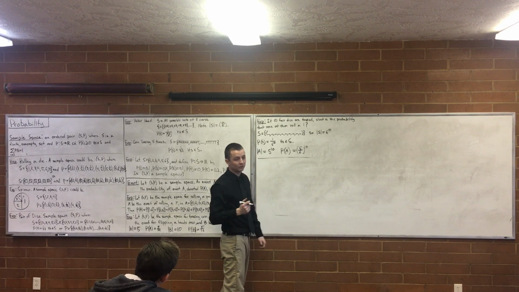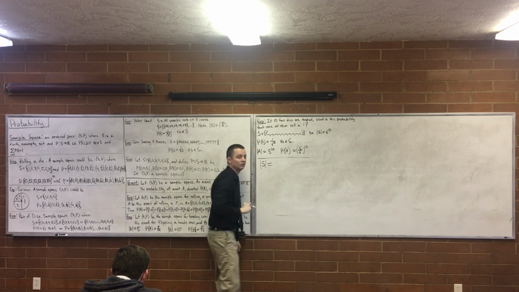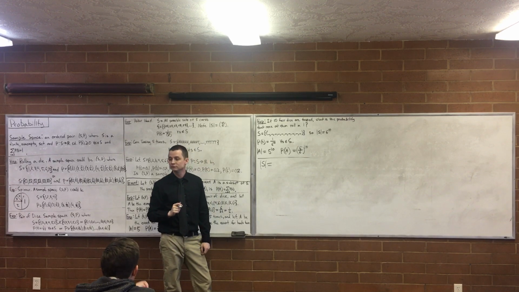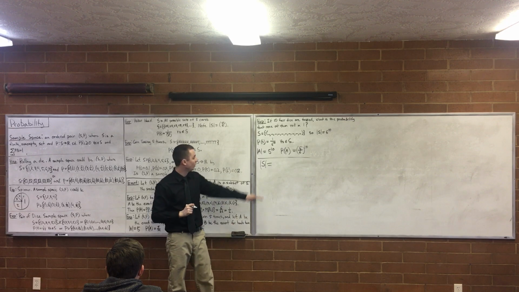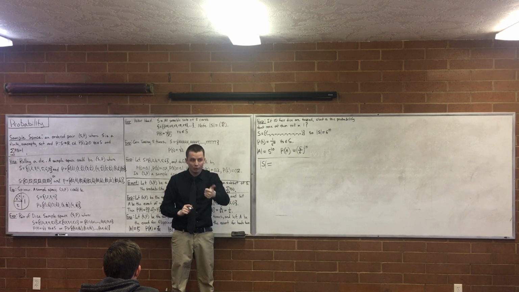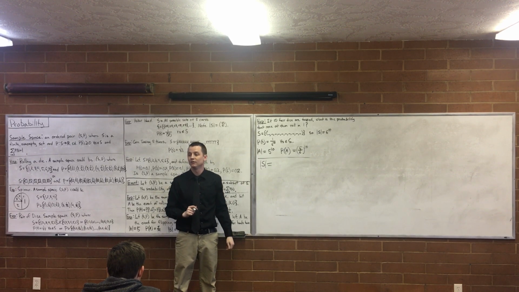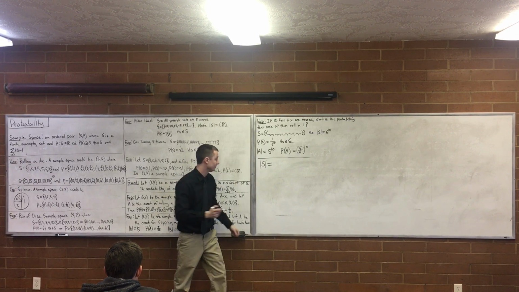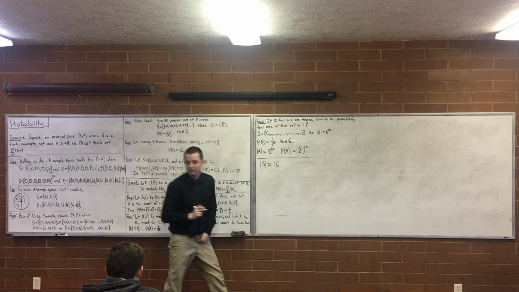So first off, how many children do they have? 4. So what's the size of S? How many possible outcomes are there? They could have boy, boy, boy, boy; boy, boy, boy, girl; and so on. 4 to the 4? 16? No, not 4 to the 4. 2 to the 4, which is 16. Not 4 to the 2.